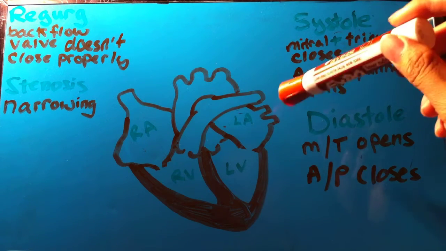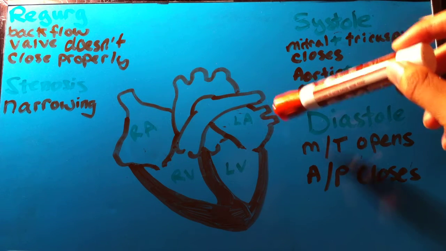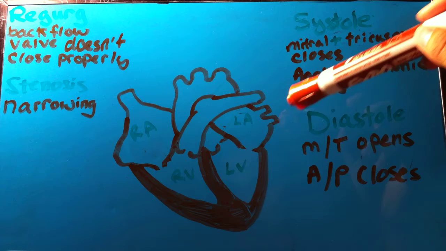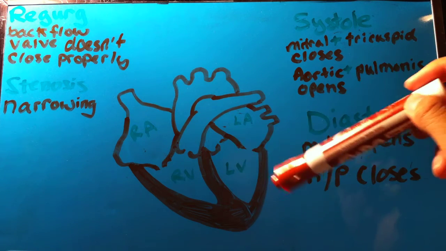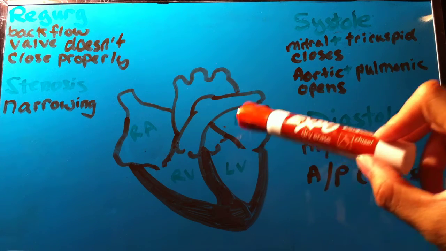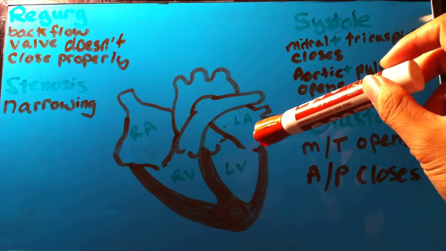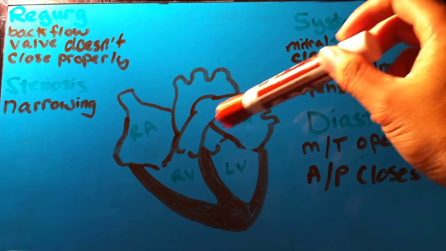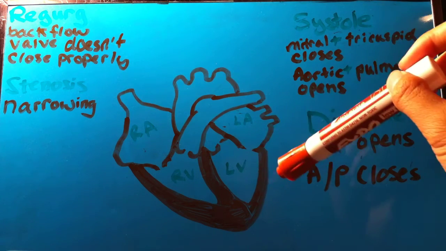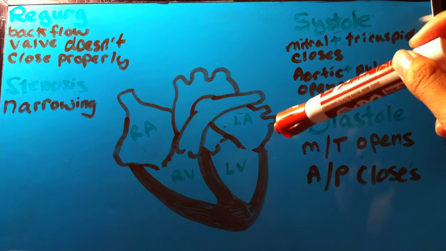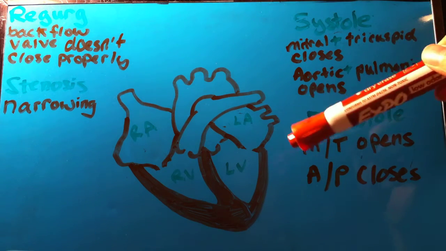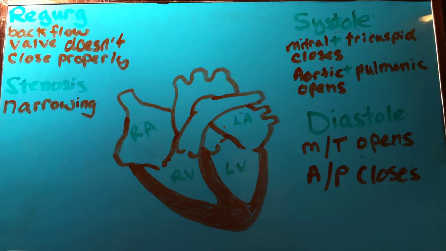During diastole, blood goes through the left and right atrium into the left and right ventricle, and the mitral and tricuspid valves open. So once they close again, and all the blood is in the left and right ventricle, then that is the end of diastole and the beginning of systole, and the cycle repeats.